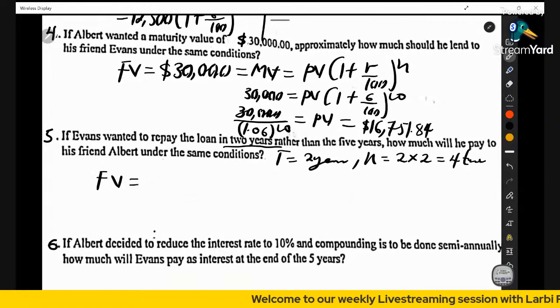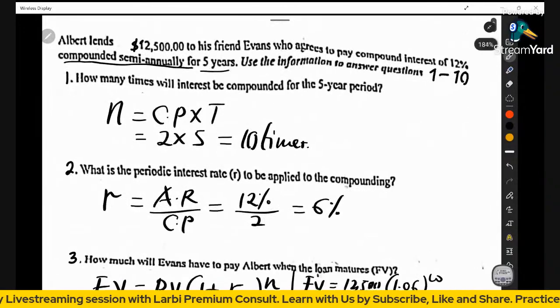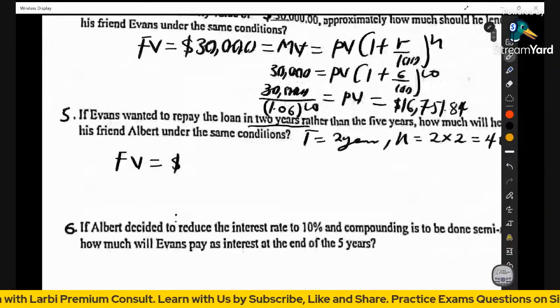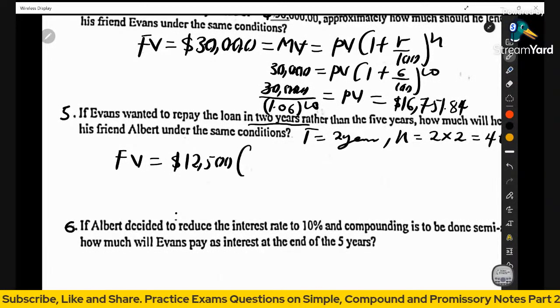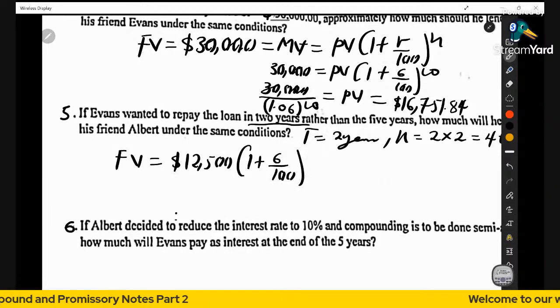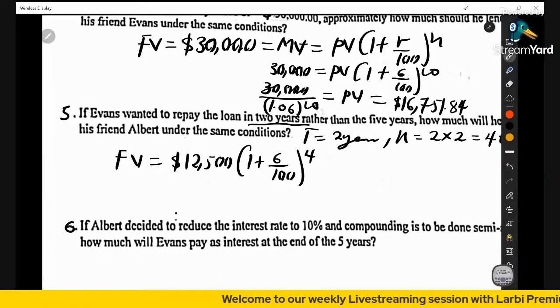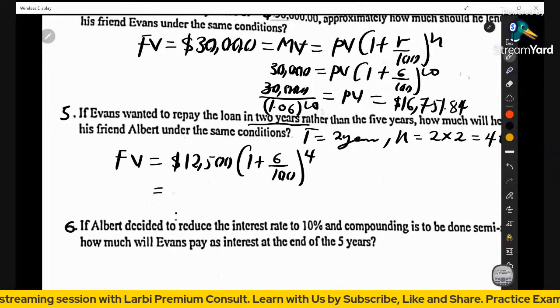So future value is going to give us the principal, which we know initially was 12,500, right? So if you have 12,500 multiplying 1 plus, but the rate will remain the same, which is 6 out of 100, to the power of 4 instead of 10, because now Evans has decided to make the payment, as agreed by Albert, within 2 years instead of the 5 years. Hope you get that. So in this particular case, what are you going to get?